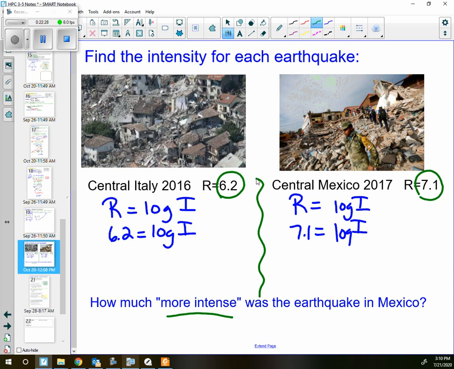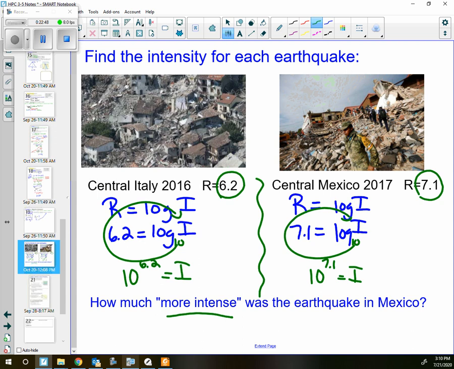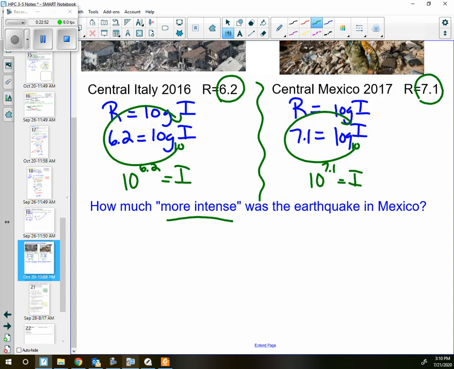So this is a log statement, right? Log of the intensity is equal to 6.2. Remember, that's a base 10. That's a log sentence. There's not log on both sides. It's not 1 to 1. We're just going to rewrite it as its inverse. So 10 to the 6.2 would be equal to the intensity. For this one, it would be 10 to the 7.1 is the intensity. So the actual Richter scale measurement is actually the power.